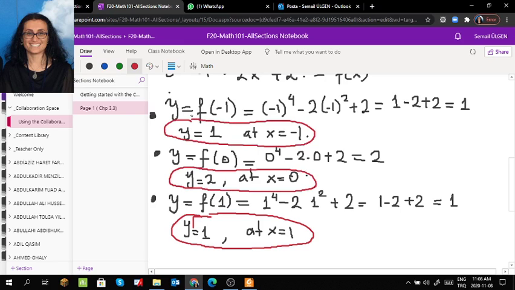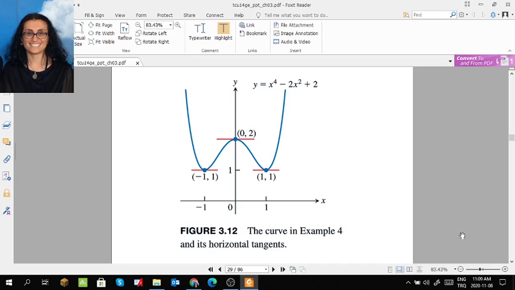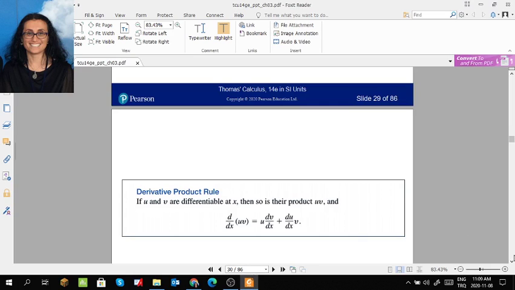Okay, so that's how you would find it, and we can easily say we are done here. We found only the horizontal tangents in this question. Okay, next, let's see what's on the next page.